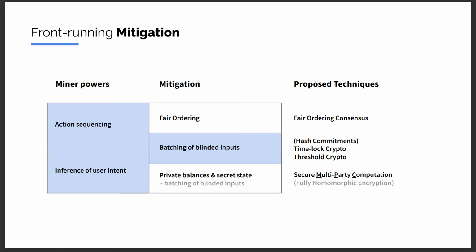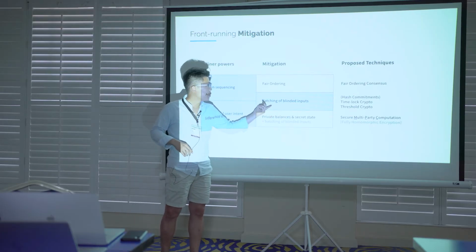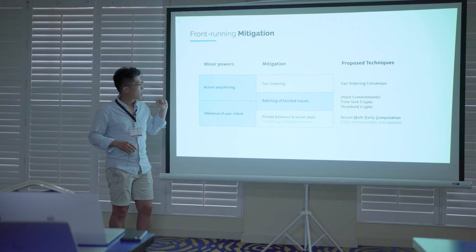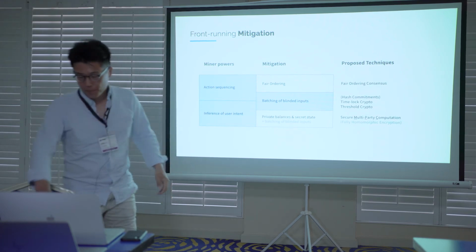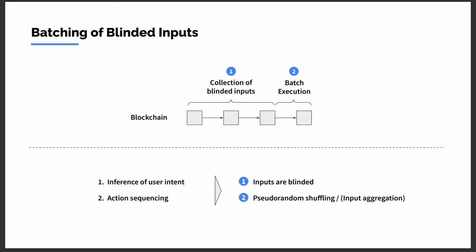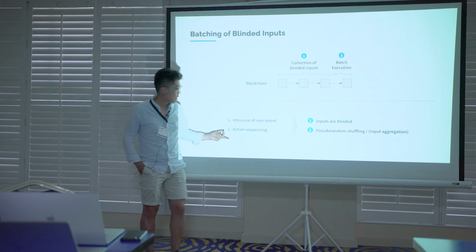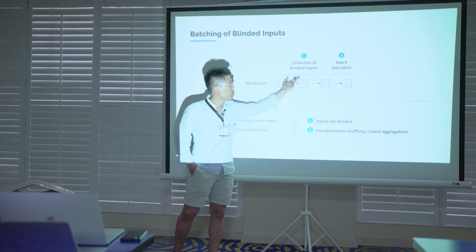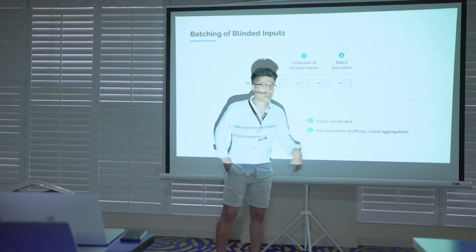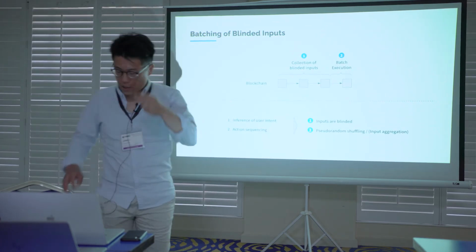So the next category we're going to look at is the batching of blinded inputs, as we saw before. If the transactions are public, then the bounty is out in the clear. So we want to blind the inputs, and then we want to batch the transactions such that the sequencing power of the miner is mitigated. So how would that look? Very naively, we have some collection phase of blinded inputs, and then we have a subsequent phase where these inputs are executed. And just to quickly recap, why does this mitigate the powers of the miner? Well, the inference of user intent is taken away because the inputs are blinded, and the action sequencing power is mitigated because we might have some pseudo-random shuffling in the batch execution phase, or some input aggregation, which is specific to the application.